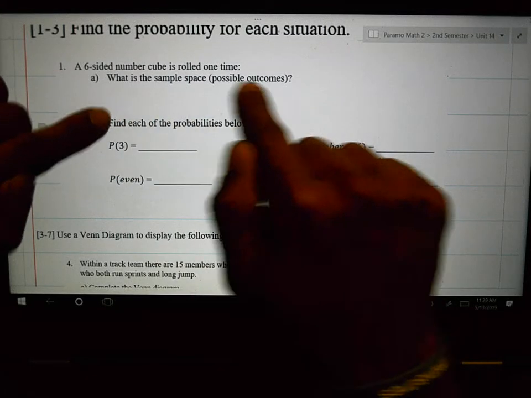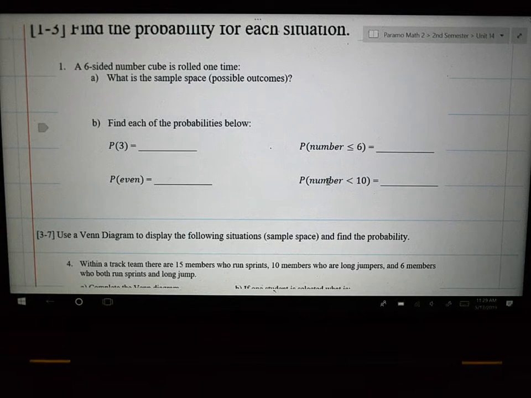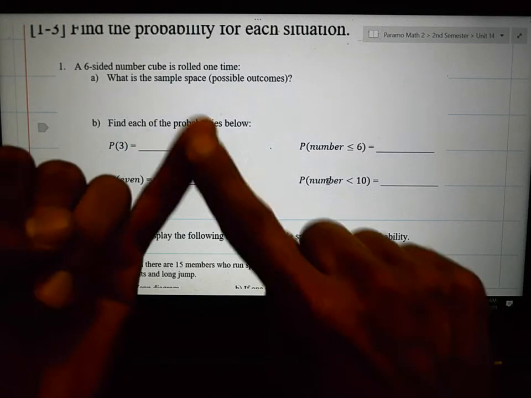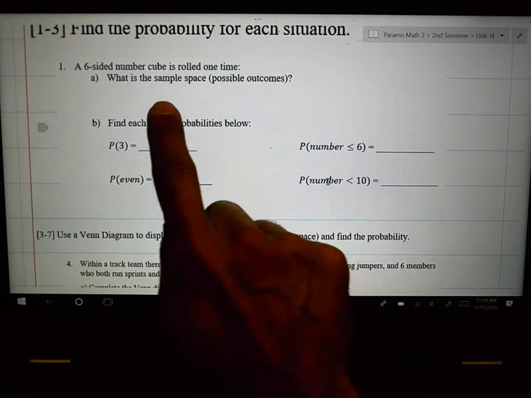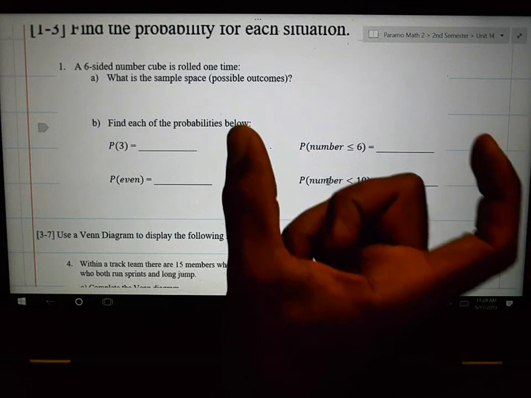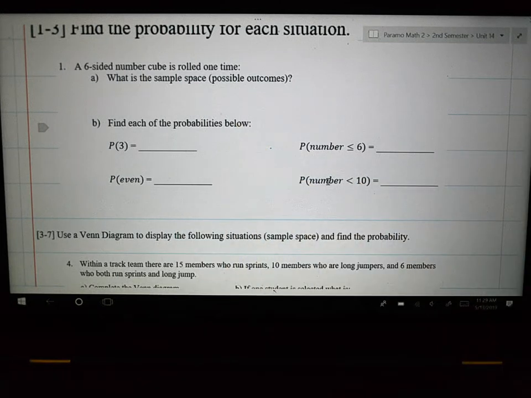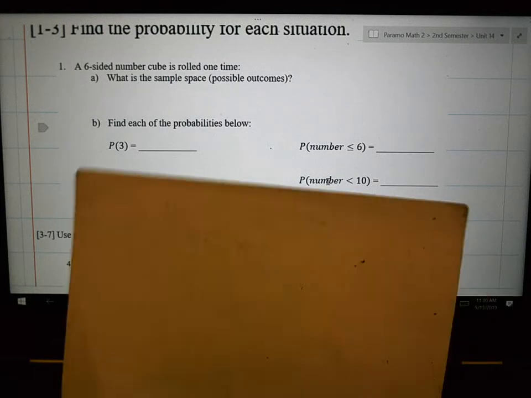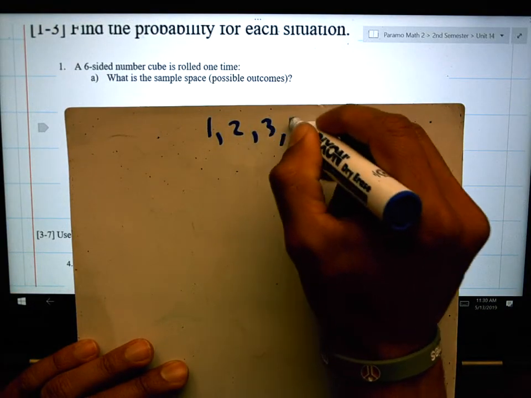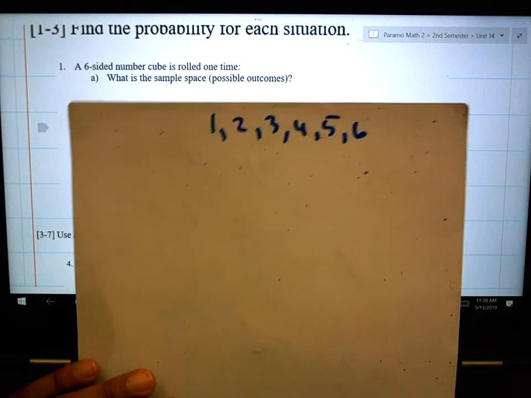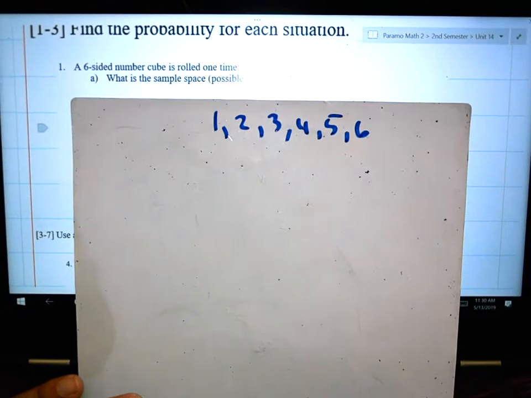What is the sample space of a 6-sided number cube if it's rolled 1 time? You could get a possible 1, a 2, a 3, a 4, a 5, or a 6. That's what you write out here. There are 6 possibilities: 1, 2, 3, 4, 5, 6. So just write it out. 2, 3, 4, 5, and 6. That's what our possible outcomes are.